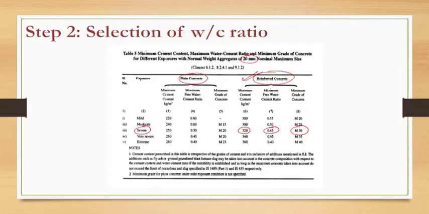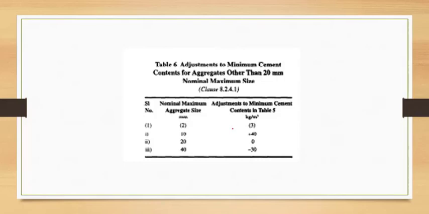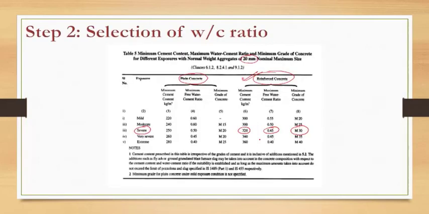But if it is other than 20 mm, then we have to make certain adjustments, and those adjustments are given in table 6 of IS 456-2000. Corresponding to the aggregate size, we have different adjustments to be made to the value that we have got from this table. So from table 5 what did I get? Maximum water cement ratio 0.45 and minimum cement content 320. So let us write them down.